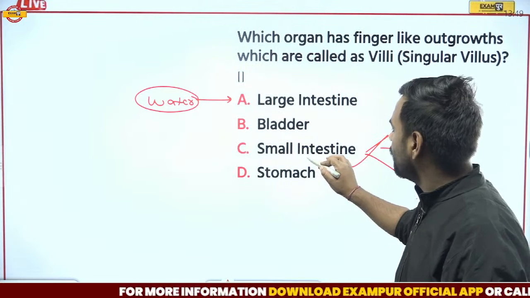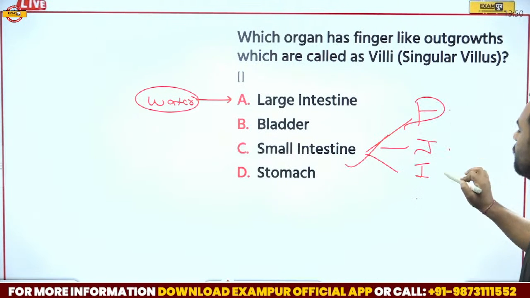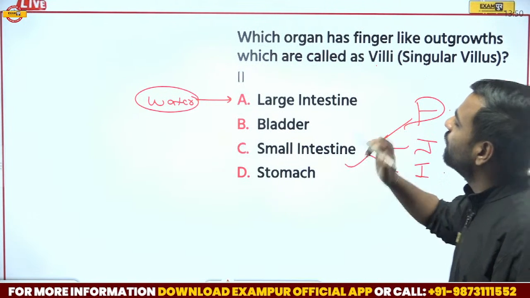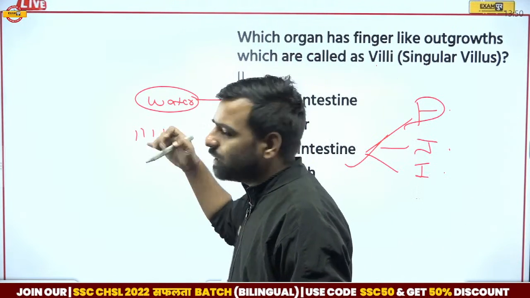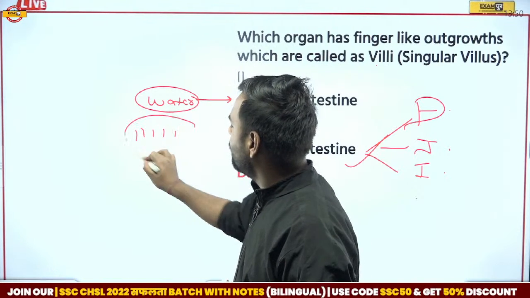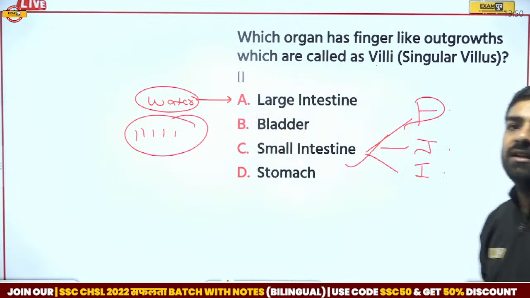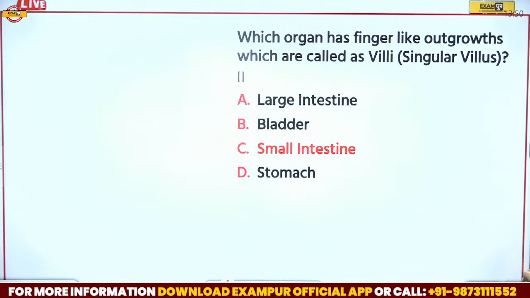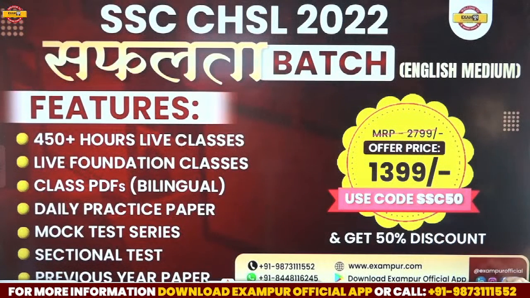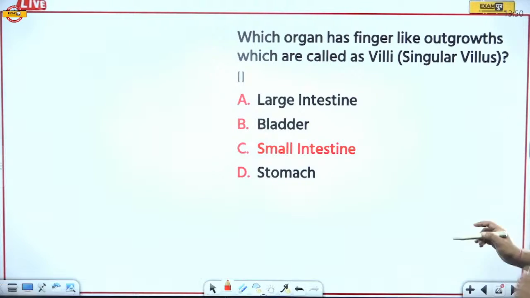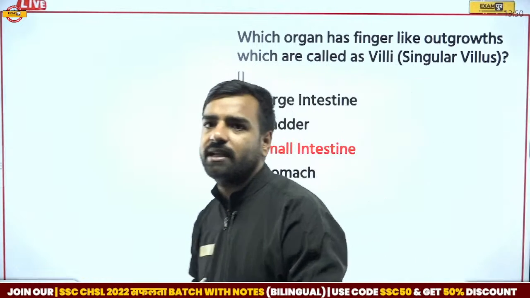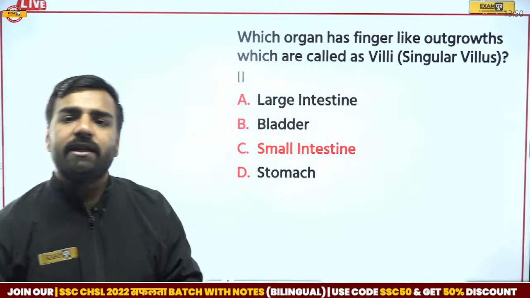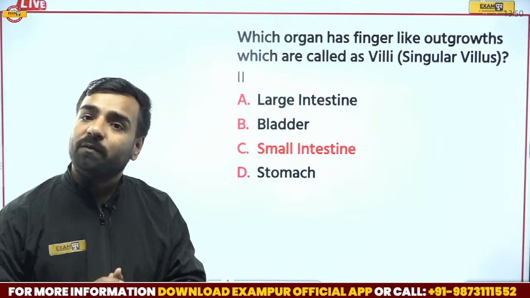And the small intestine has the duodenum, jejunum and ileum, and it also has villi, which are finger-like projections, as if there are so many fingers. They help in the process of digestion. Okay, so we'll be having the last question of the day. And actually, we are done with the questions. So yes, the organ which has finger-like outgrowths known as villi is the small intestine.